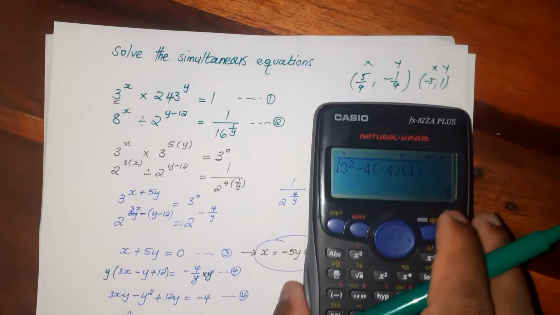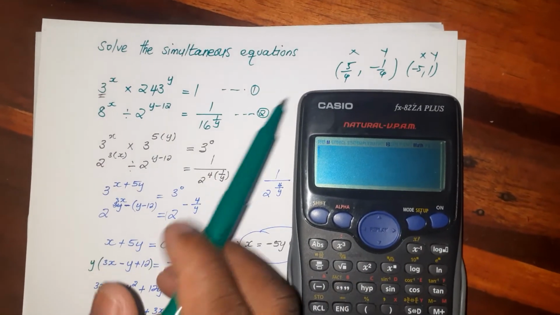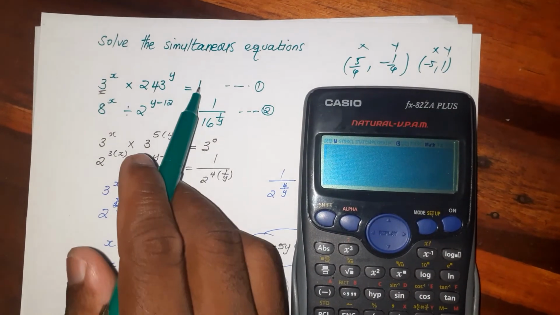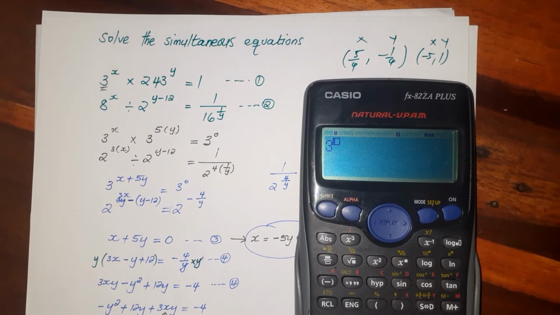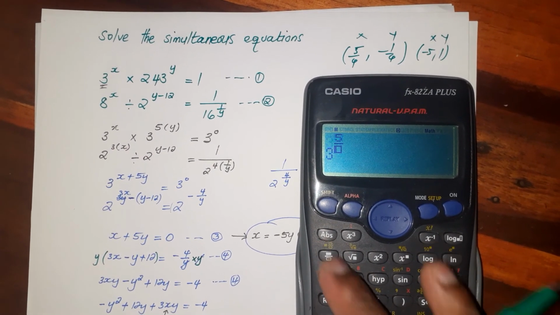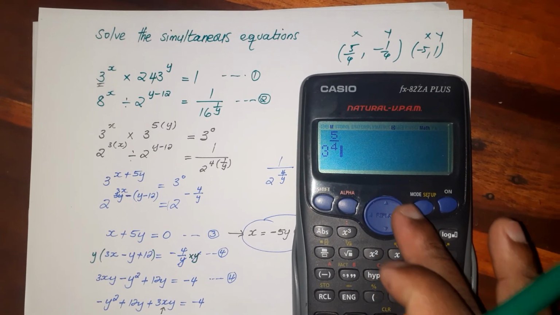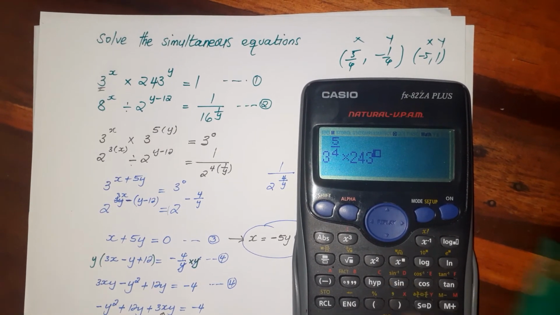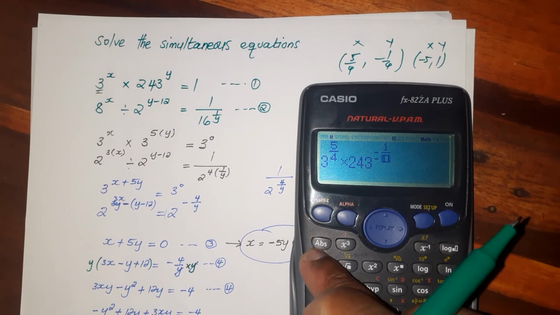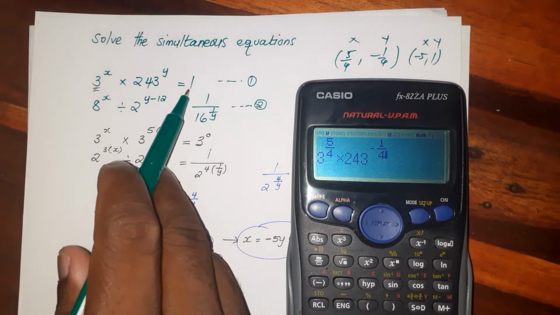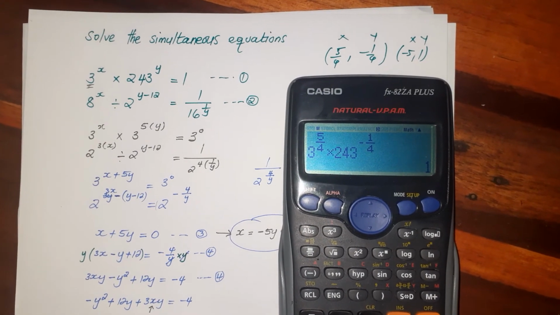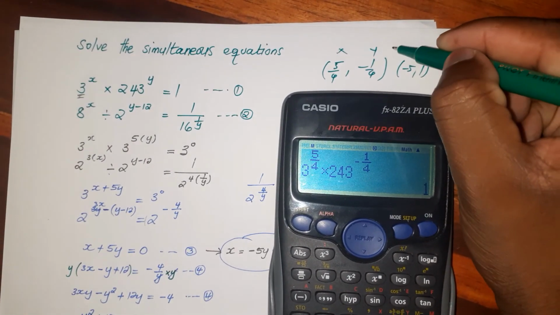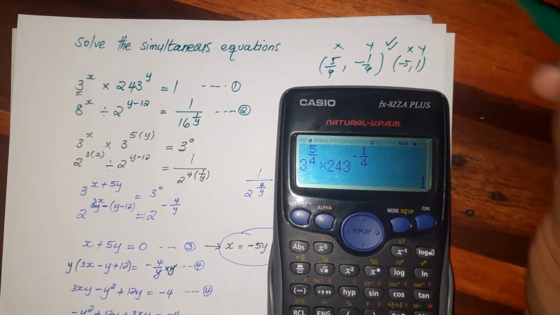Now let's check if our answers are correct. Let us, in the place of x and y, put in these two values first and see if we are getting 1. 3 to the power 5 over 4 times 243 to the power, the y value is negative 1 over 4, equals, let's see if we are getting 1, equals 1. Indeed, we are getting 1, which we have there for that equation. It means these two values, x and y, they are correct.